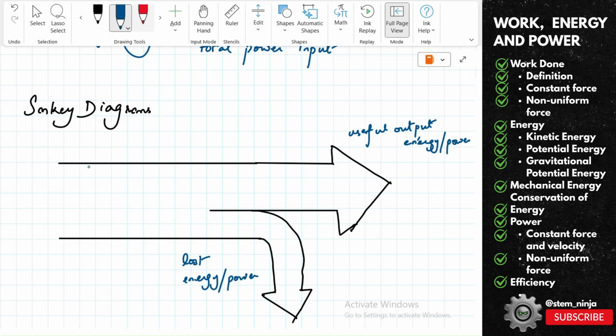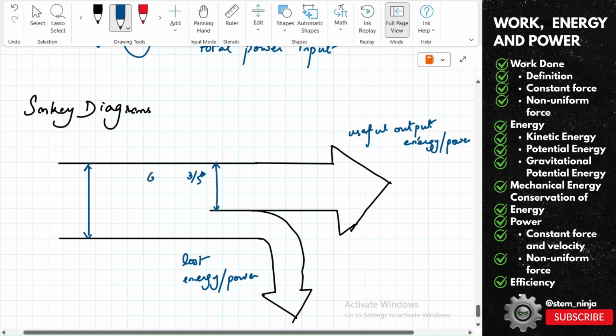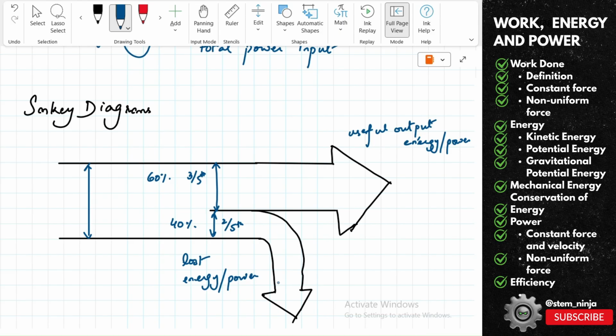The width, for example, if we have drawn it like 5 divisions over here, 3 out of 5 would mean 3/5 times 100, sort of like 60% efficiency, and this would mean that 40% is lost over here. So 2/5, for example, we made it this way, so 40% is lost. All right.